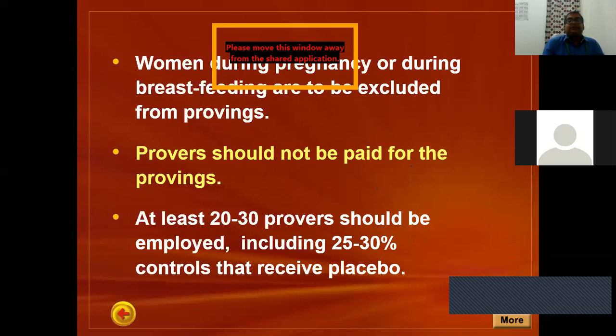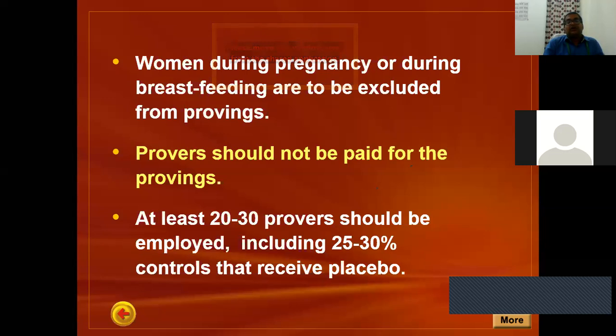Then women during pregnancy or during breastfeeding are to be excluded from the proving. When you are doing the proving, they should be excluded. The prover should not be paid for the proving. They should come voluntarily. They should not be paid. Meaning if you keep any person for proving, they should be voluntary and honest, and they have to come to your proving process.